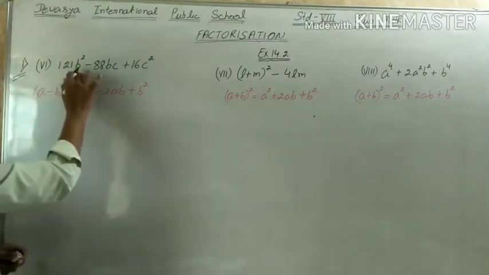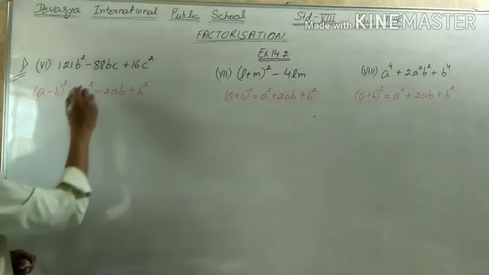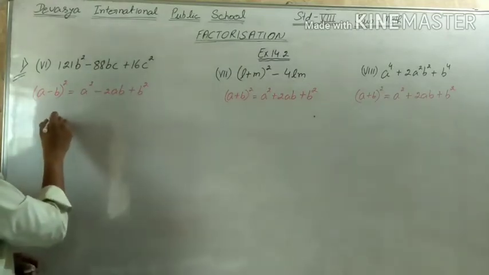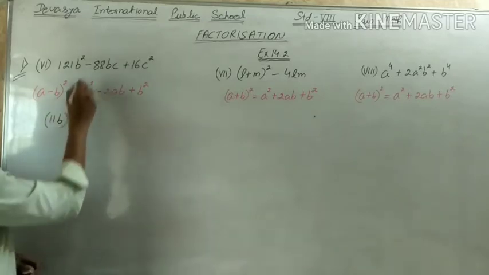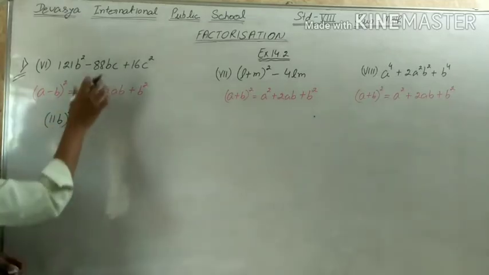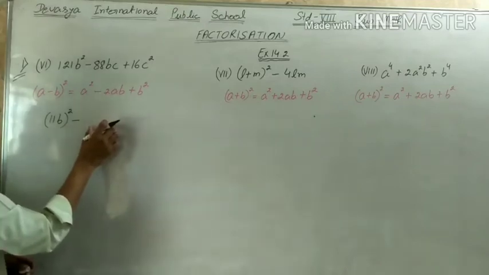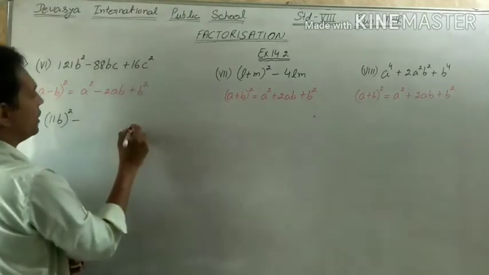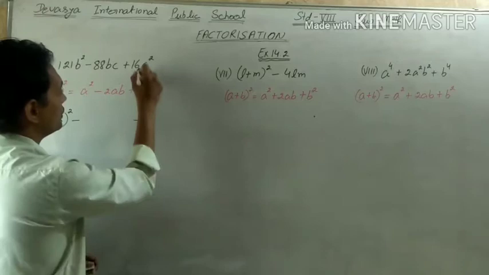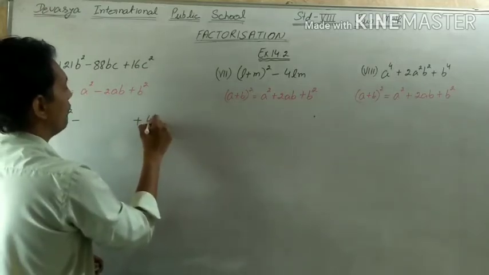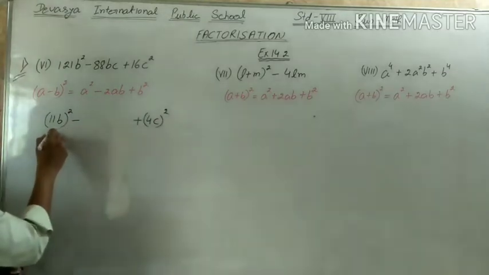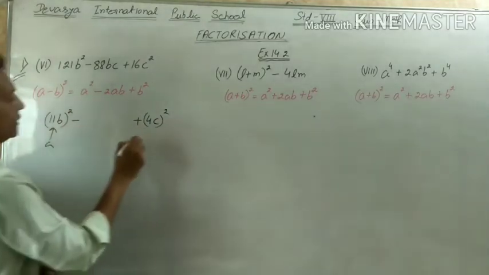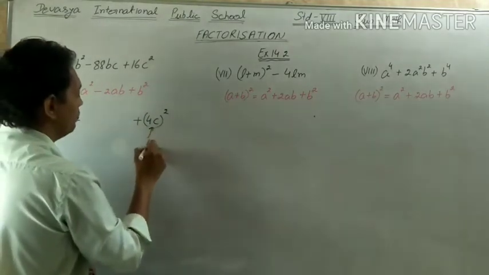Okay. So 121b square, which is a perfect square, can be written as (11b) whole square. Right? Middle term is a negative term. We will not write the middle term right now. We will write the last term, which is the third term. That is 16c square can be written as (4c) whole square. Now, this is your a and this is your b.